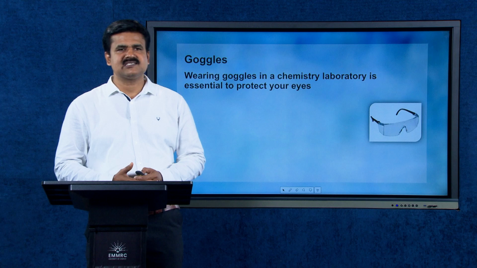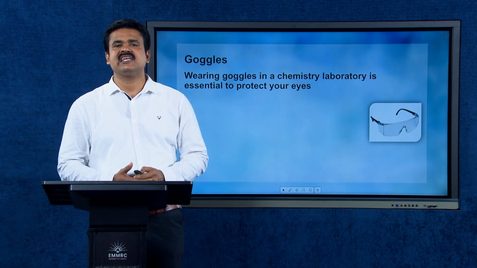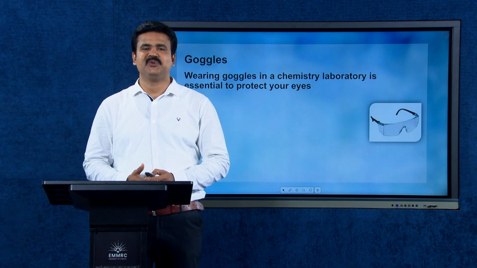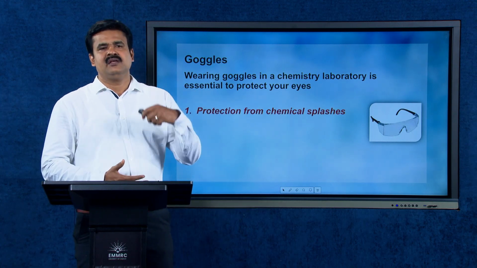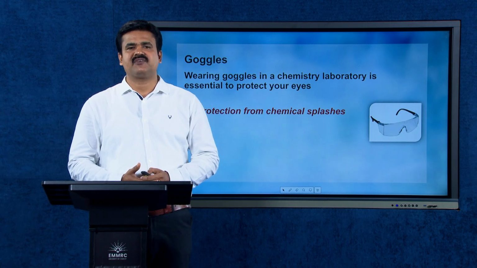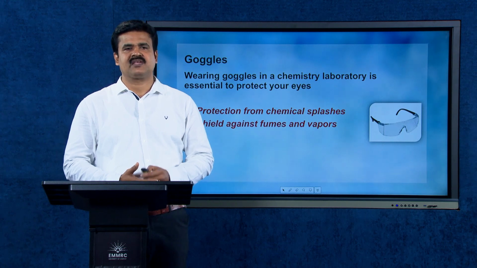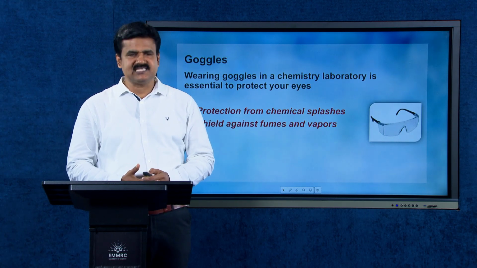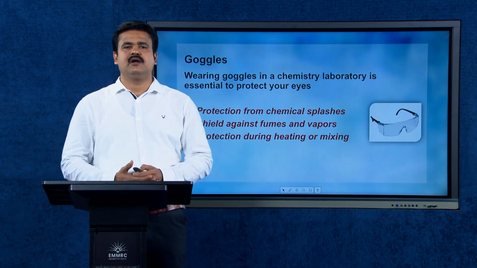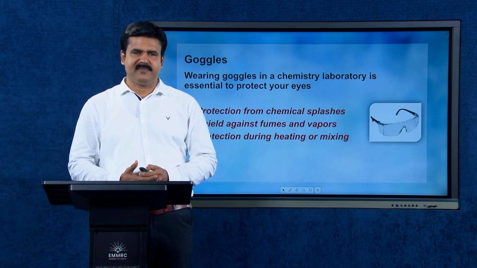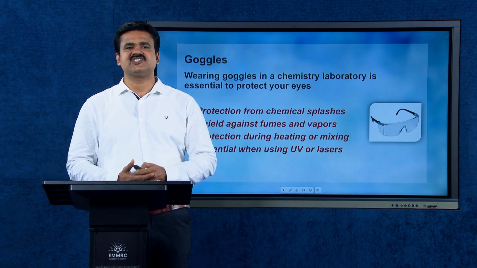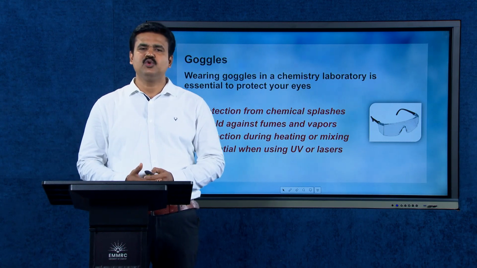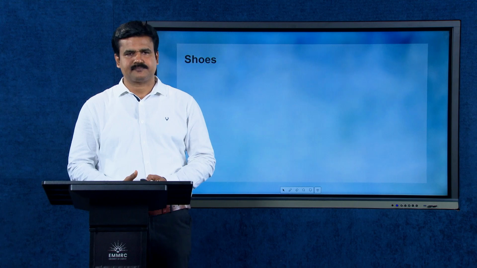Now goggles. Wearing goggles in a chemistry laboratory is essential to protect your eyes. The goggles enable protection from chemical splashes, shield against fumes and vapors, and protect your eyes during heating or mixing. Goggles are also essential when using UV or lasers.